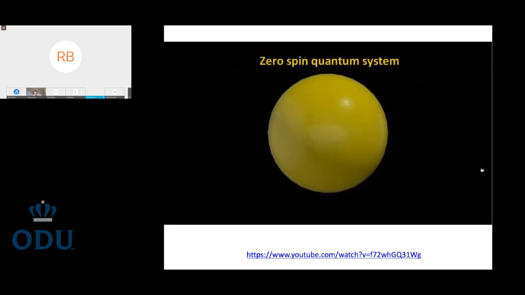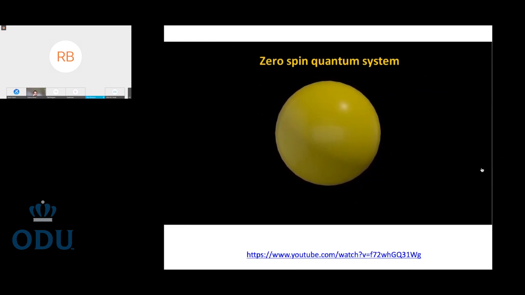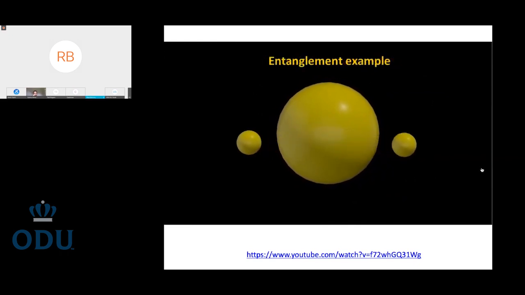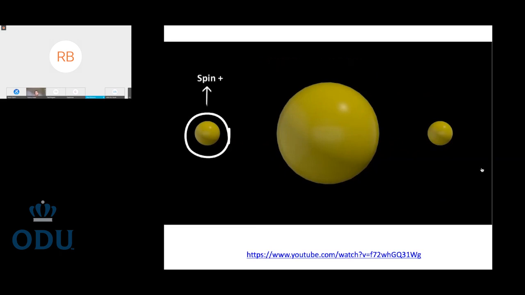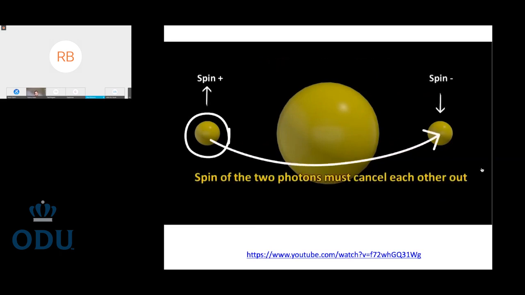Let's say we have a quantum system that has zero angular momentum, also known as spin zero, and it emits two photons simultaneously. Since photons have spin and since angular momentum must be conserved, if one photon has a spin up, the other photon must have a spin down. So the spin up and down cancel each other out. This is entanglement. The two photons are not independent. If the spin of one of them is known, the spin of the other becomes known instantaneously.